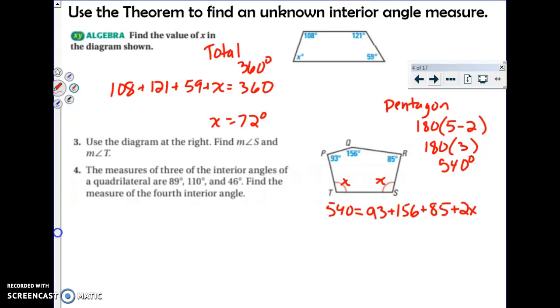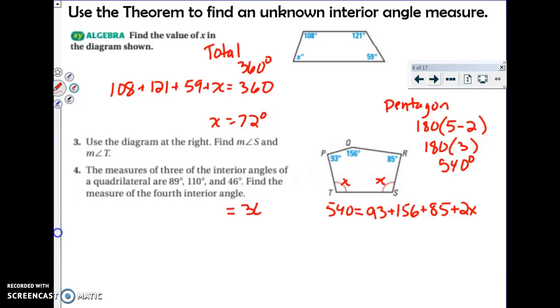Sorry about that. So number 4, we're not given a picture, so maybe that's something I want to do first. But I'm told that the measures of 3 of the angles are 89, 110, and 46. And we're expected to find the 4th one. You may or may not need a picture for this one.